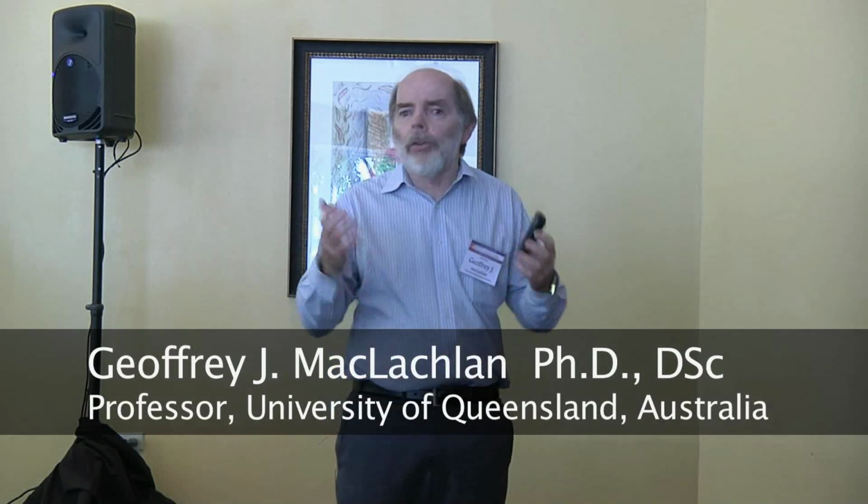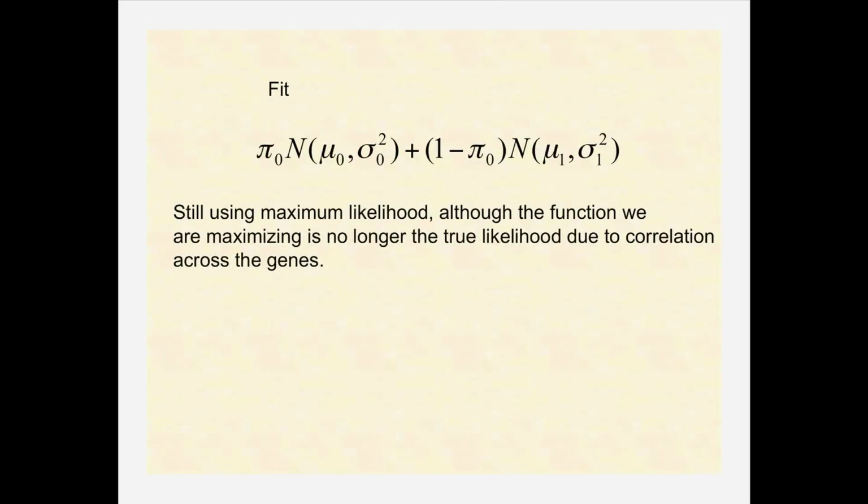They're not behaving like a random sample taken from a normal distribution. So for each gene, the z-score may have a normal 0,1 distribution, but when you look at the ensemble of them, the collection of them, they're not behaving like a random sample from a normal 0,1 distribution. But we can still do that.